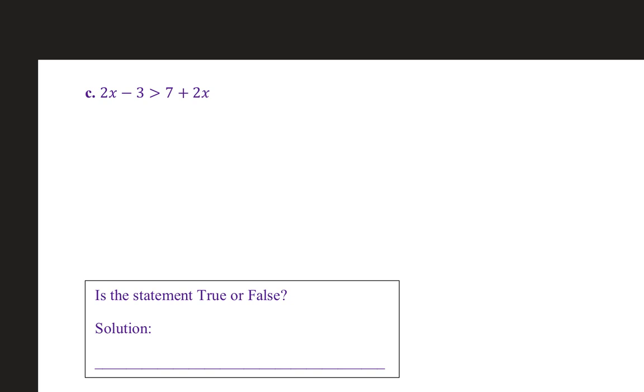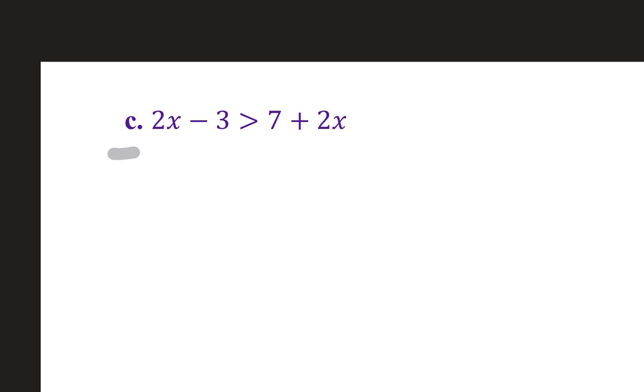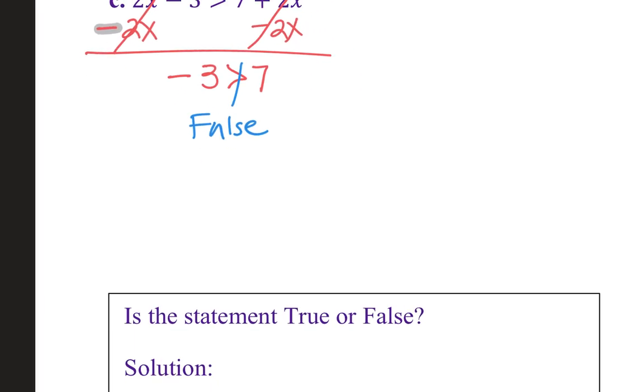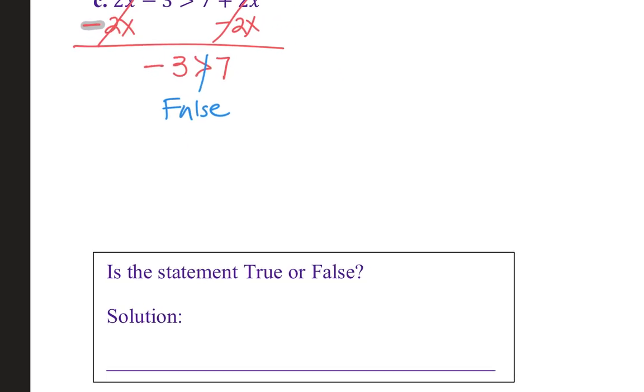The 2x? Am I going to add it or subtract it? Subtract it. So I'm going to subtract 2x on both sides. So minus the 2x. Minus the 2x. And my x's are going to cancel out. Is negative 3 greater than 7? No, that's not true. This is false. Negative 3 is not bigger than 7. So this one's going to be false. And you're going to write no solution. No solution.